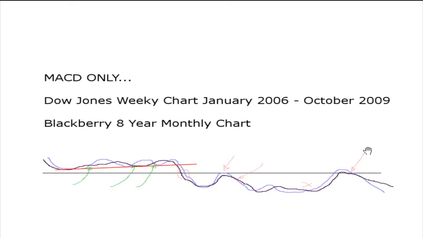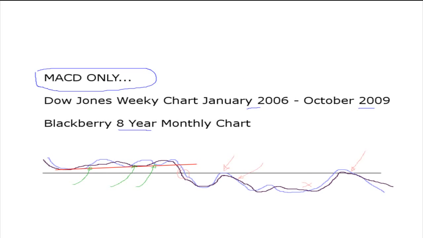In this MACD educational video, we're going to be taking a look at the Dow Jones weekly chart between the time period of 2006 and October 2009. And we're also going to take a look at the BlackBerry 8-year monthly chart to see what we can learn from it. Remember, we are only using the MACD as this is an MACD educational video.